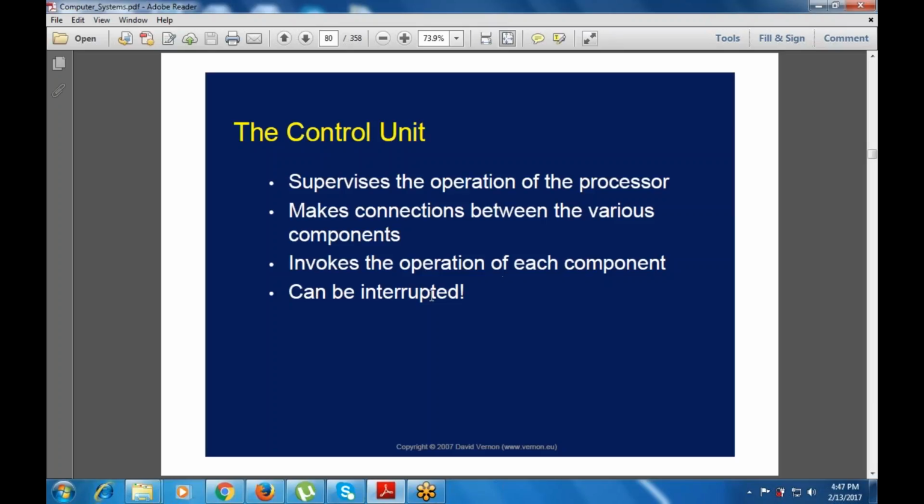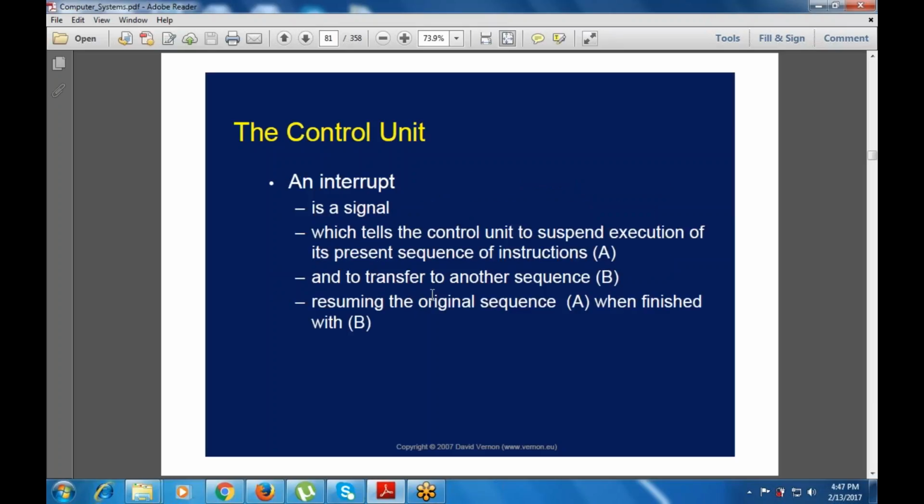It can be interrupted. So the control unit can be interrupted also. Now, what is an interrupt? That is a signal which tells the control unit to suspend execution of its present sequence of instructions, that is A, and to transfer to another sequence, that is B, then resuming the original sequence when finished with B.